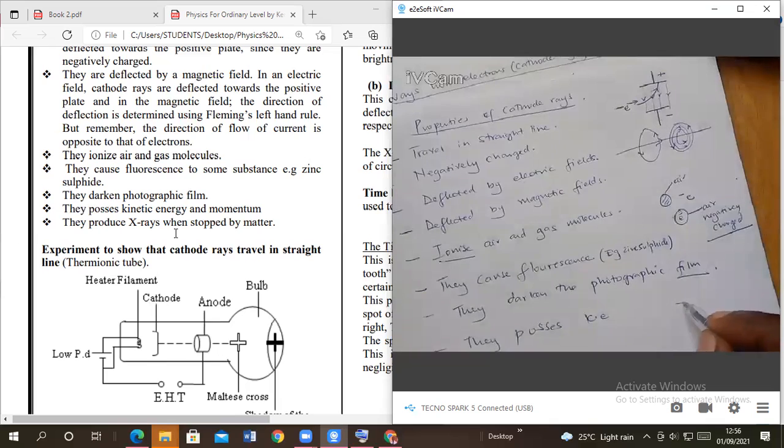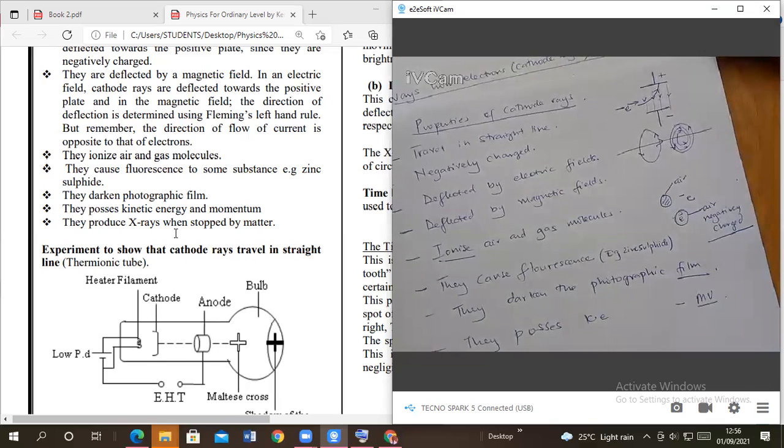Remember what Teacher Watumon told you, that momentum equals mv. So you look at the mass and you look at the velocity. Since they have velocity, it means that they are in motion, and since they are in motion, they possess kinetic energy.